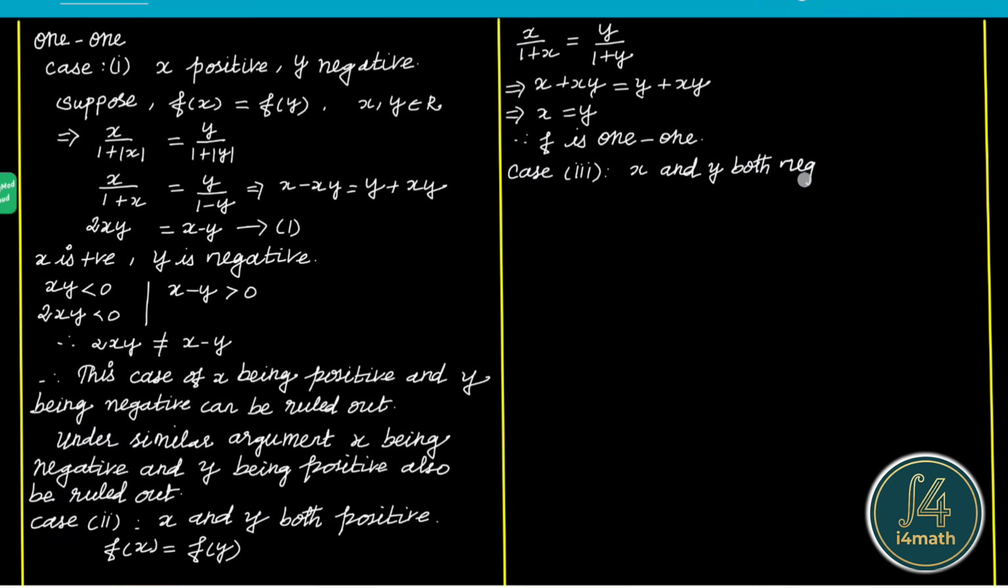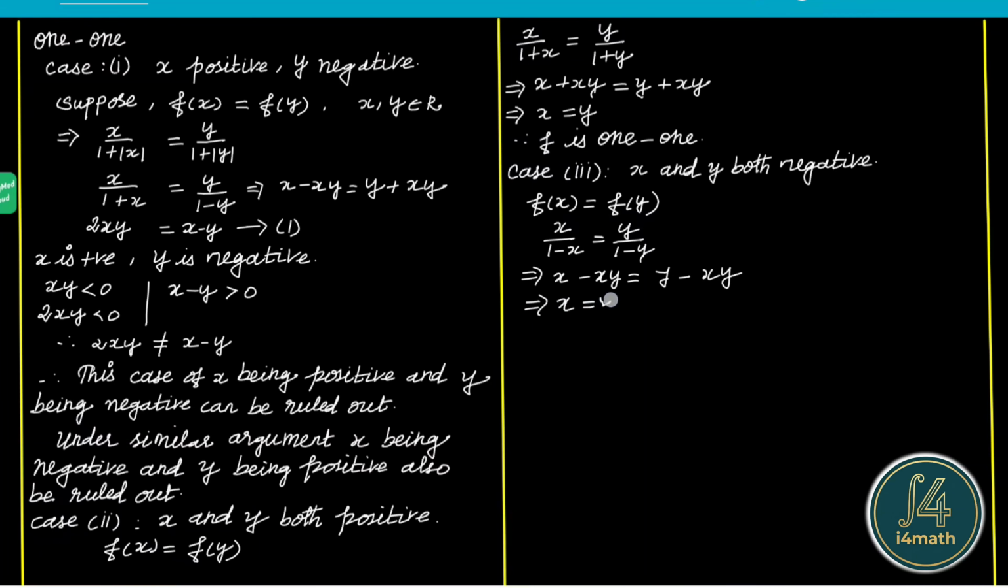Case number 3. X and y both negative. Now f of x is equal to f of y. What is f of x? X divided by 1 plus modulus of x. But x is negative, so we can write modulus of x as minus x. So x divided by 1 minus x is equal to, similarly, f of y is y divided by 1 minus y because y is negative. Now do the cross multiplication. X into 1 minus y: x into 1 is x, minus x into y is xy, which is equal to y into 1 is y, minus x into y is xy. Now cancel minus xy on both the sides. So x is equal to y. Therefore f is 1-to-1 function.